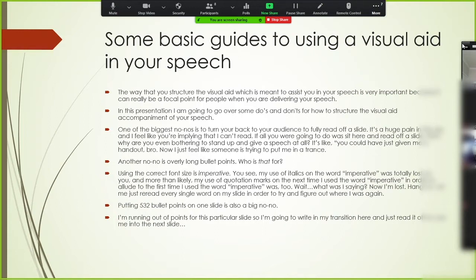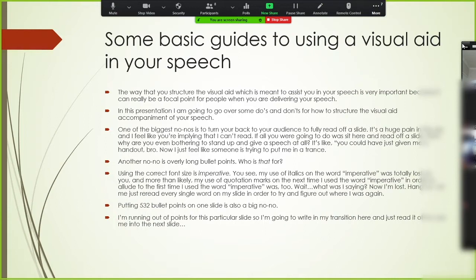All right. So the way that you structure the visual aid, which is meant to assist you in your speech, is very important because it can really be a focal point for people when you're delivering your speech. In this presentation, I'm going to go over some do's and don'ts for how to structure the visual aid accompaniments of your speech.